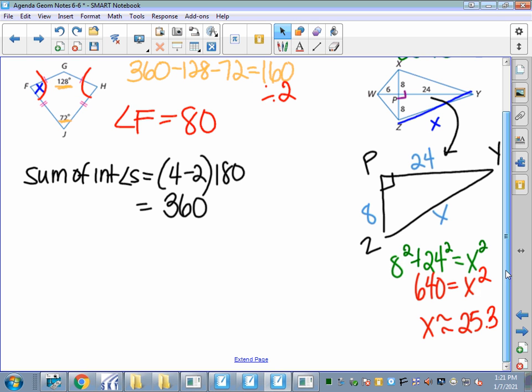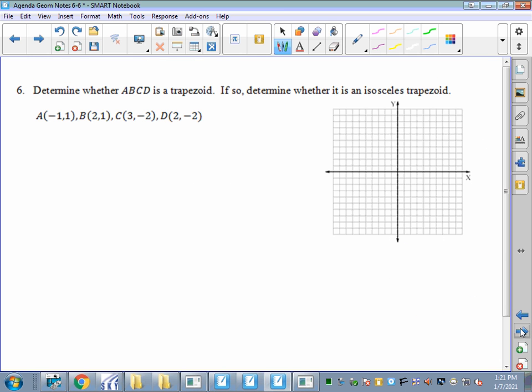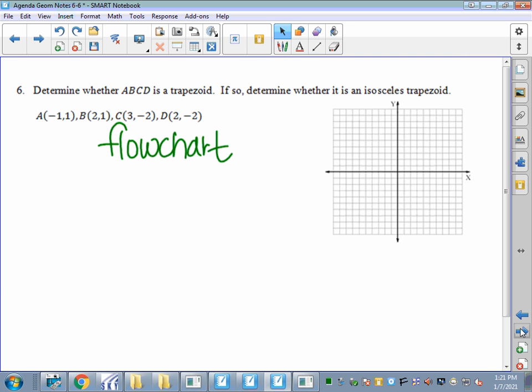So that's it for chapter 6. I'm hoping that everything's kind of falling into place. I want to mention this problem right here. We will work on this using a flow chart again. That flow chart's really going to come in handy. You're going to want to use that when you go to do a test. And that should do it for chapter 6.